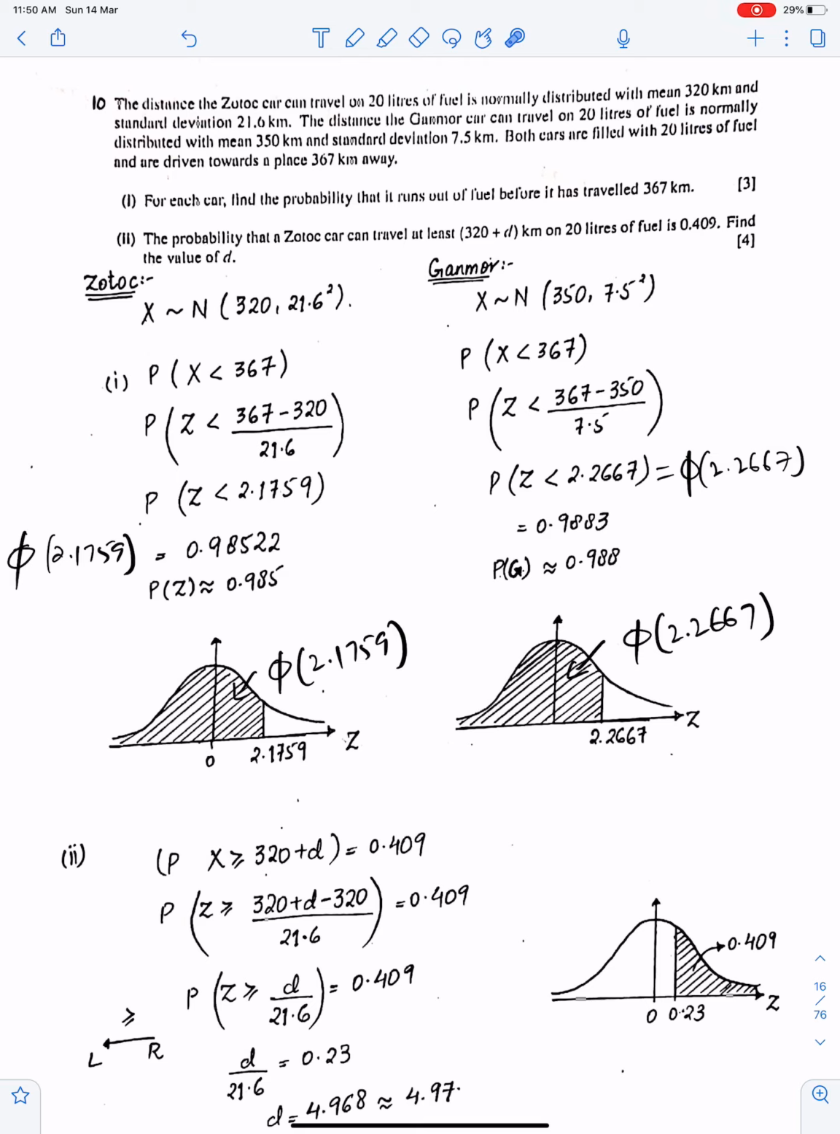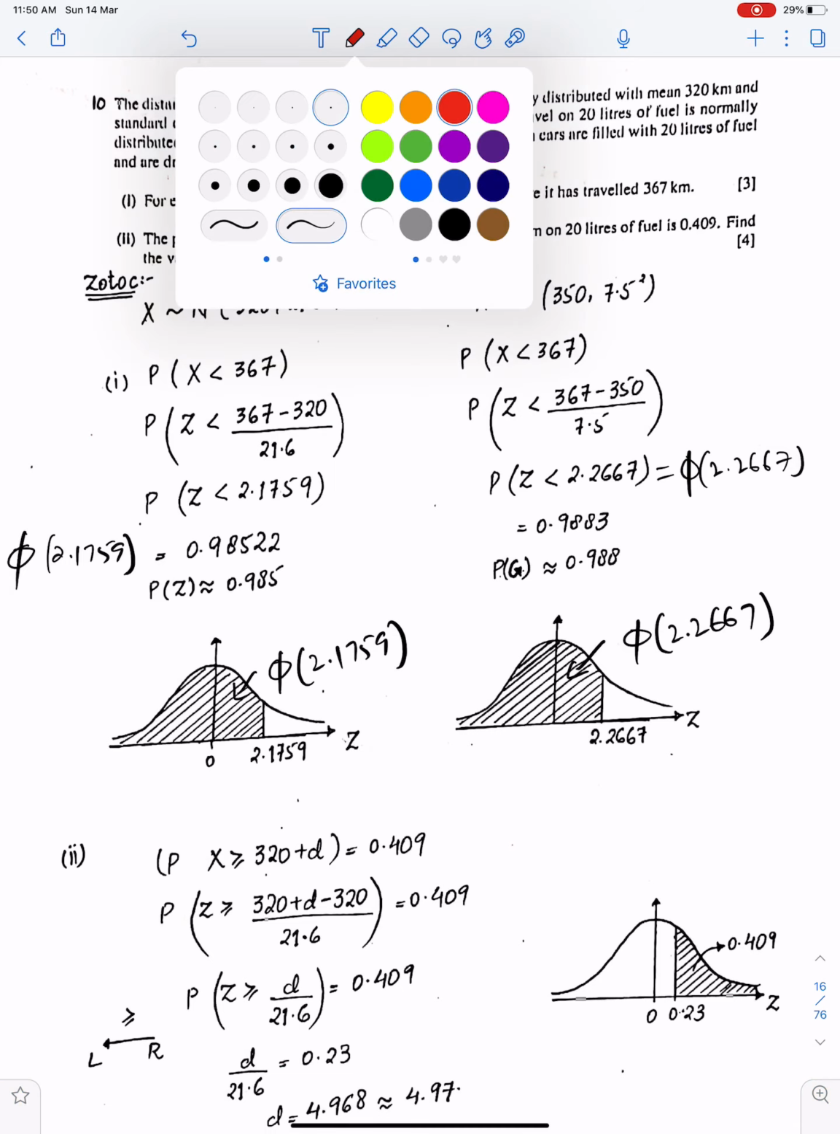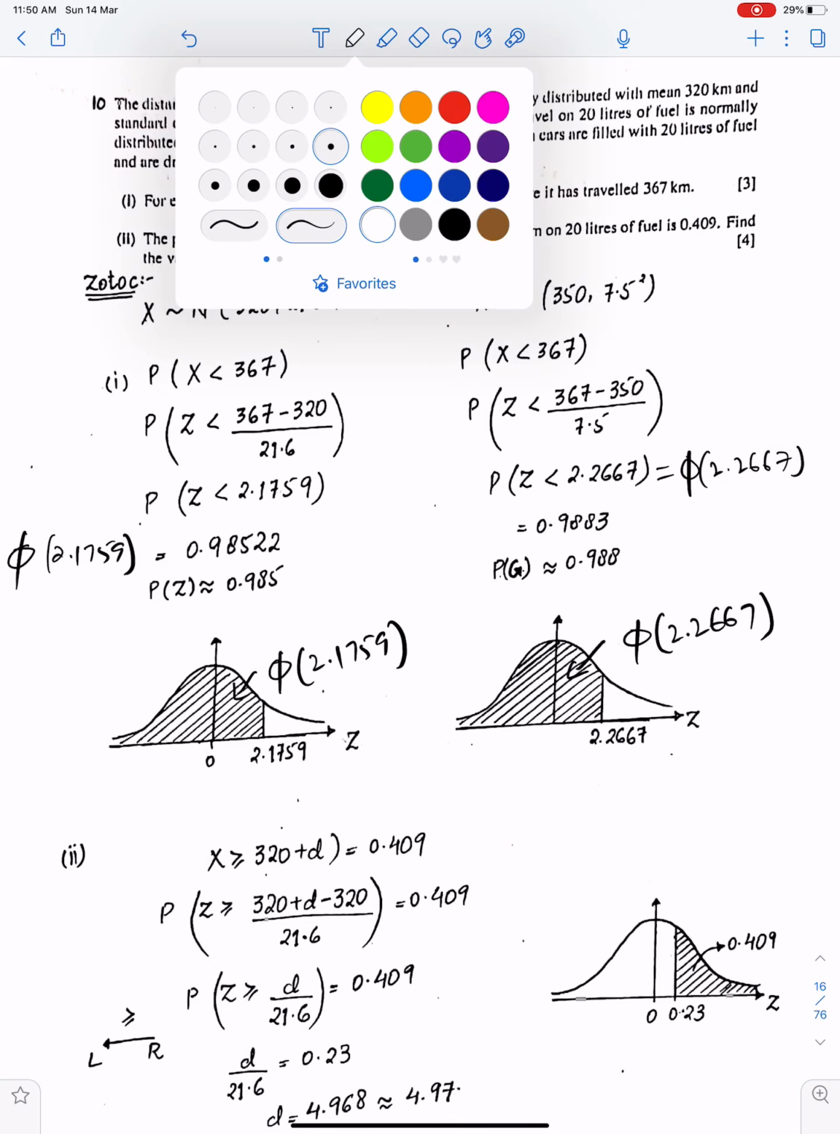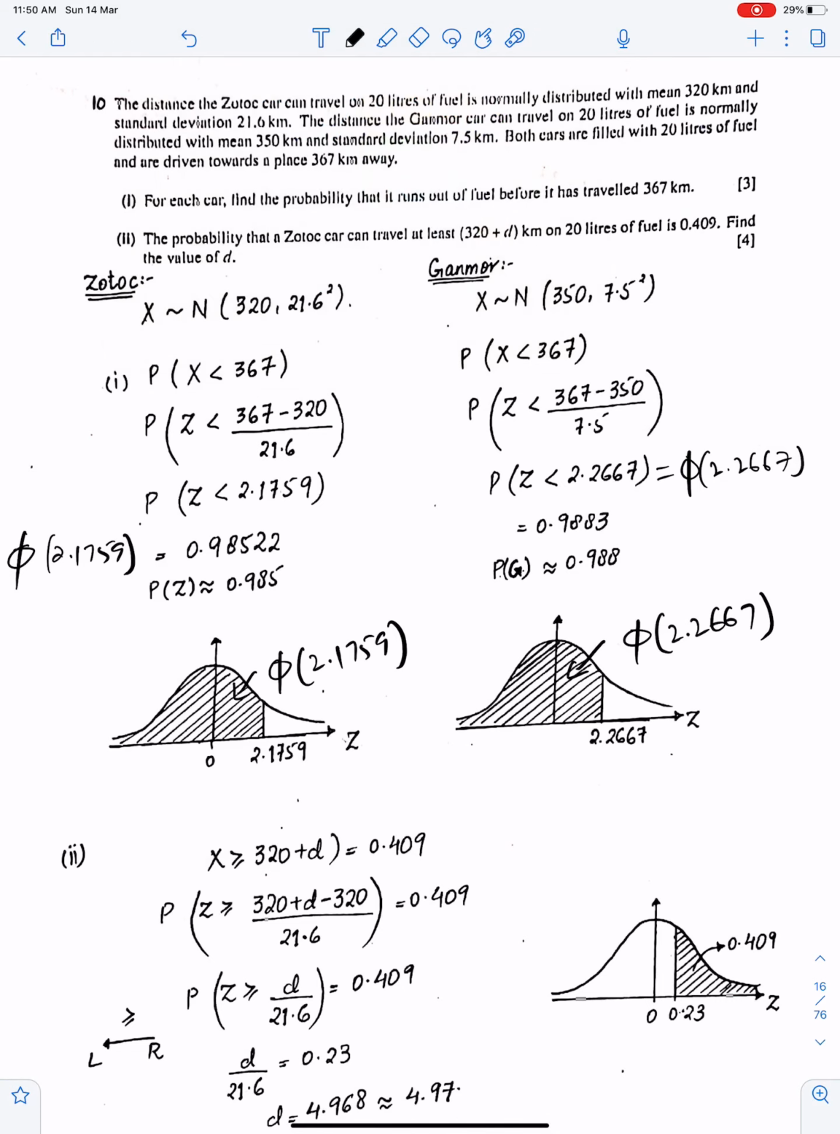Now the next part. The probability that a Z car can travel at least this distance on 20 liters of fuel is this. Find the value of D. This is so simple. At least means greater than or equal. You need this probability. I mean, you need the value of D.